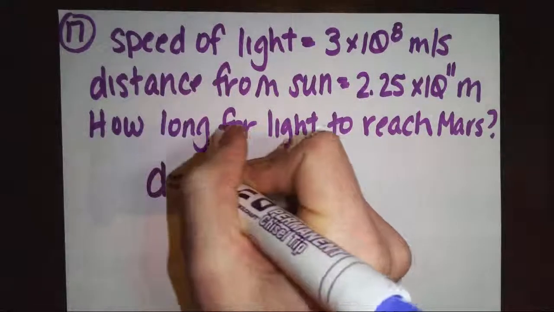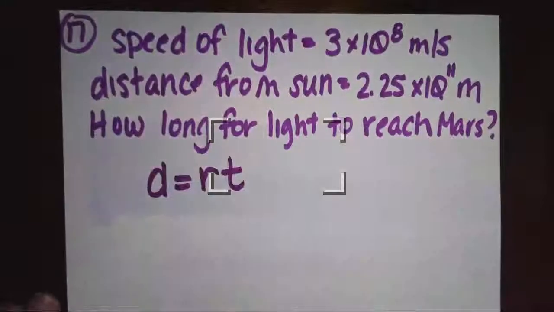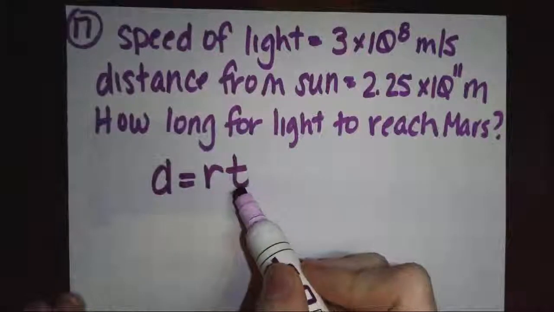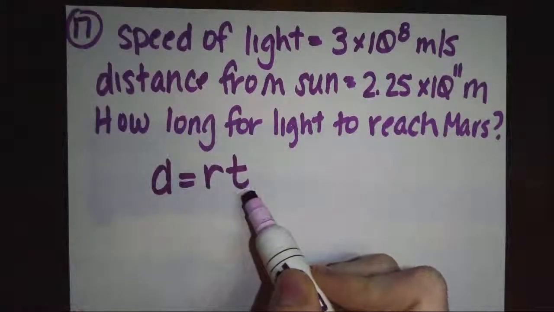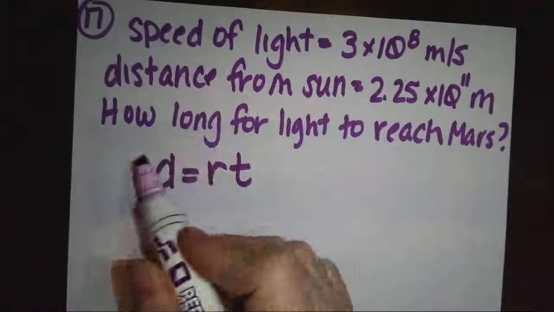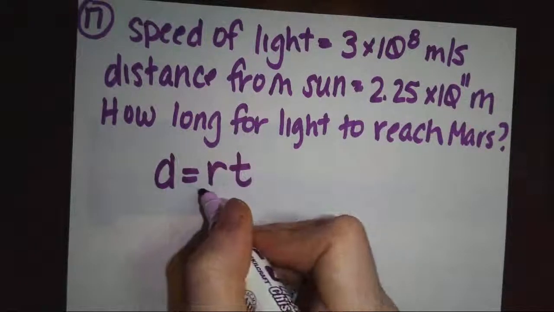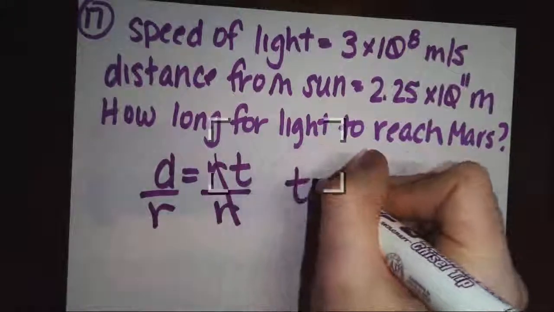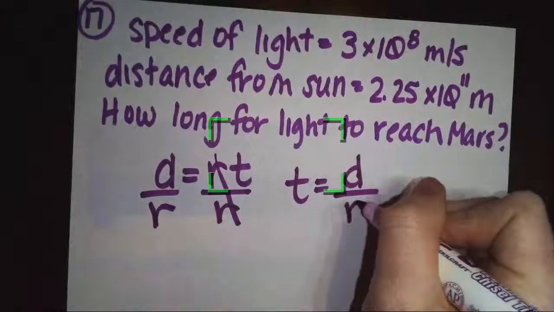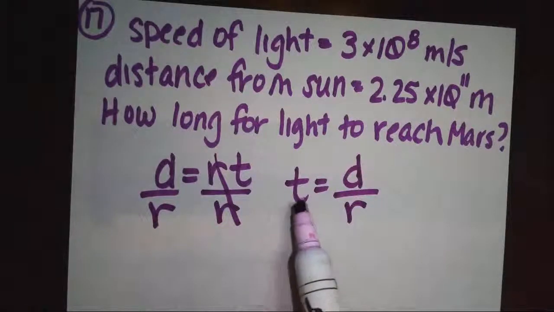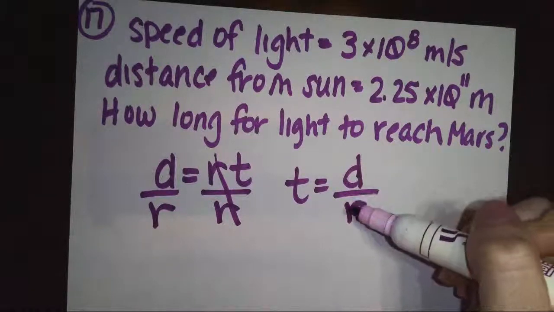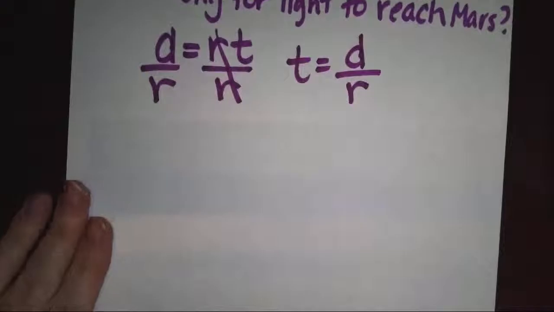Remember, distance equals rate times time. Now, we don't know the time, we just know the rate and need to find the time. So since we're looking for time, I'm going to solve this equation for time by dividing both sides by r. So time equals distance divided by rate. If I want to find out how long it takes light to reach Mars, I have to take the distance from Mars to the sun and divide it by the speed at which that light is moving.